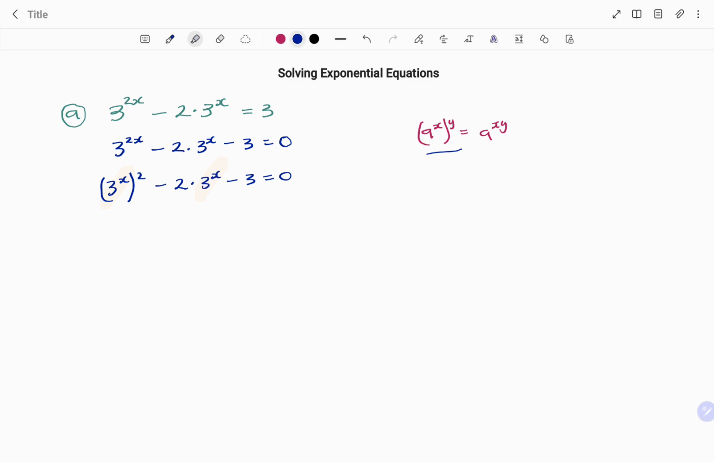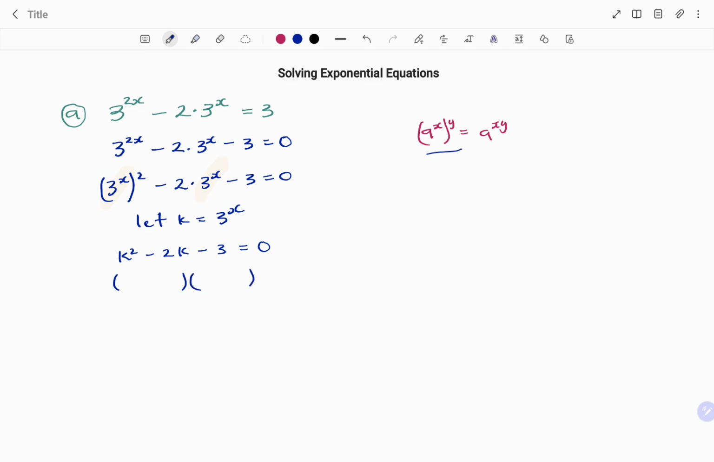So therefore, I have let k equals 3 to the power of x. So every occurrence of 3 to the power of x, I'm going to replace that by k. So my new equation becomes k squared minus 2k minus 3 equals to 0. This looks more like a quadratic equation, which I can easily factorize.